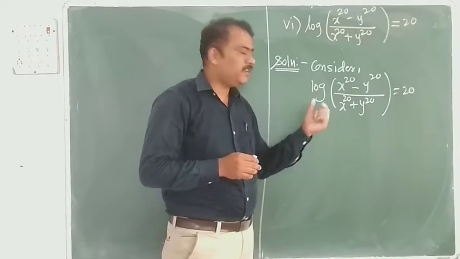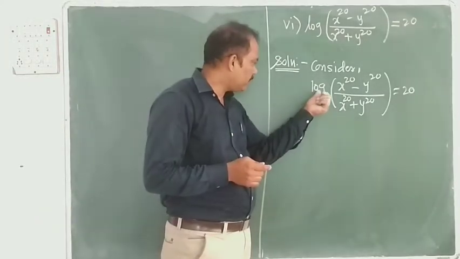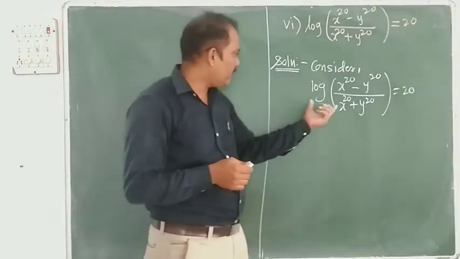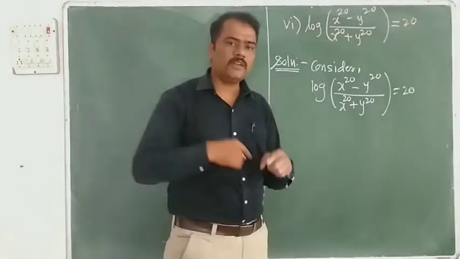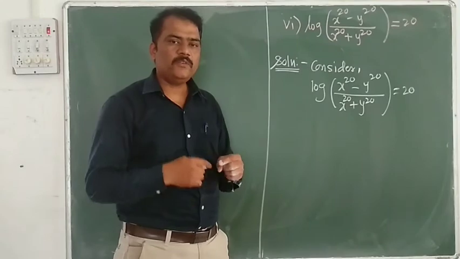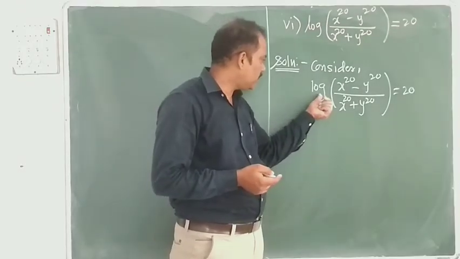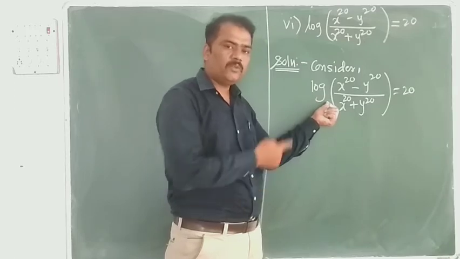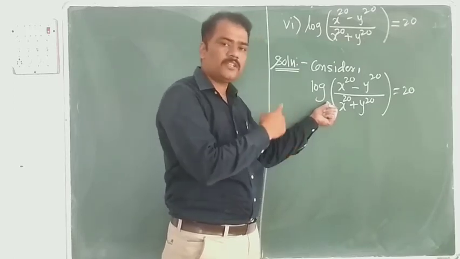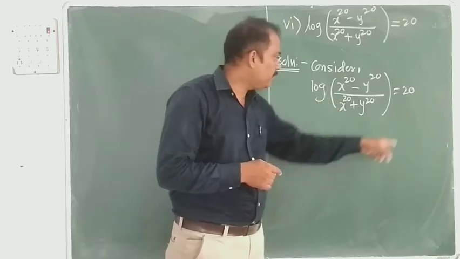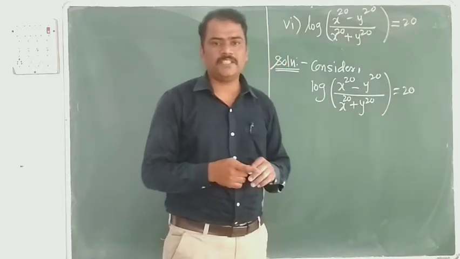To take the derivative very easily, we have to first transfer this log to the RHS. It means the given function is in logarithmic form, and we have to convert it into exponential form. When we convert the logarithmic form into exponential form, we see that the base of this log is e. Whatever the base of the log, it becomes the base of the RHS.